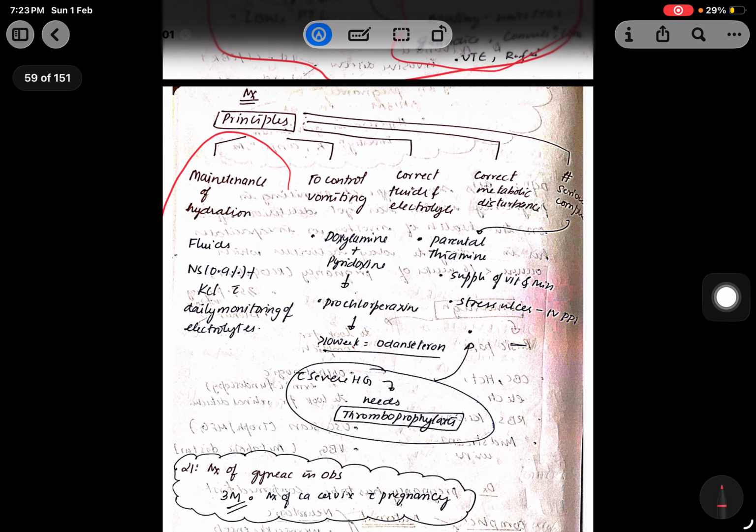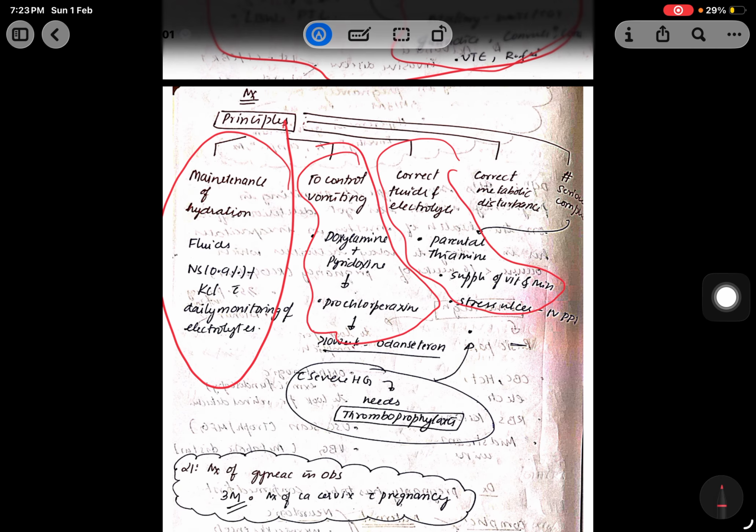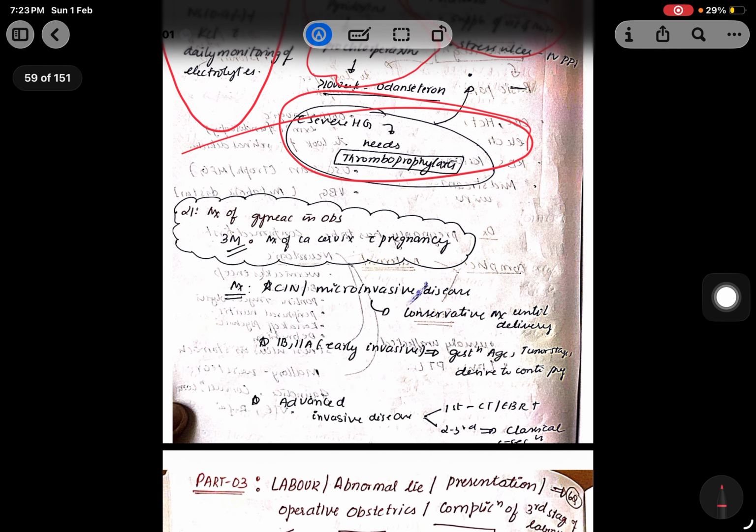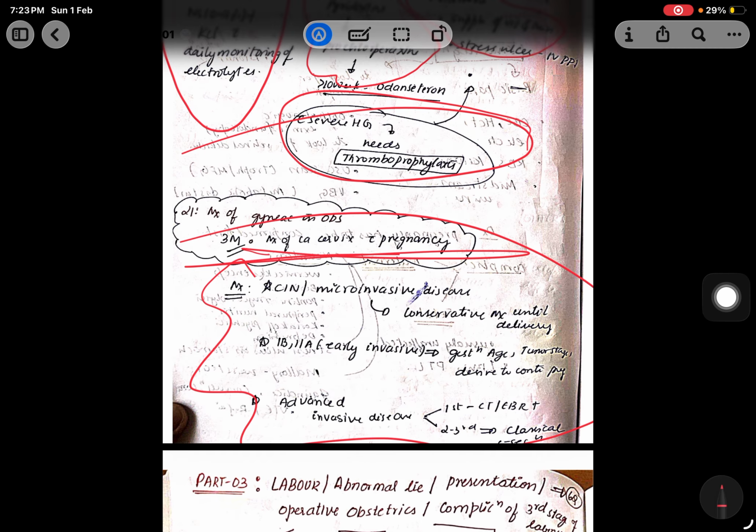So firstly you have to maintain hydration, then you need to correct fluid and electrolyte, then you need to control vomiting using doxylamine and pyridoxine. If it's not improving, then obviously you have to try chlorpromazine, and if it's more than 10 weeks you can give ondansetron also. And if she is vomiting, what is the important thing? She might have a thrombosis also, so you need to give thromboprophylaxis in those cases also. Then this is once they had asked, so you can just mention how you manage it.